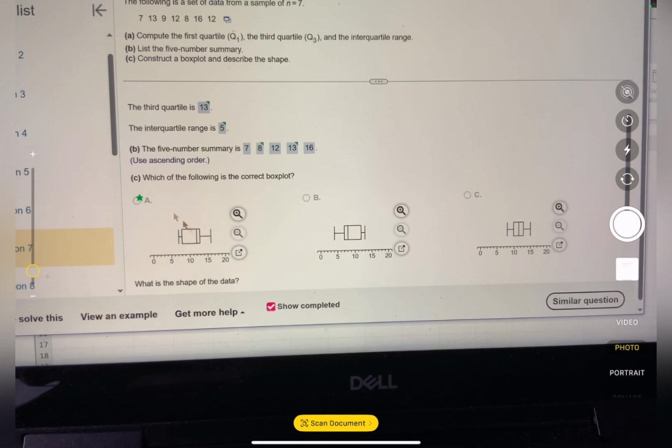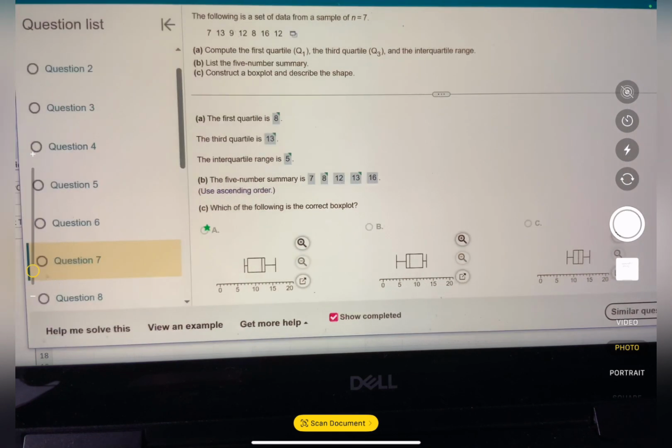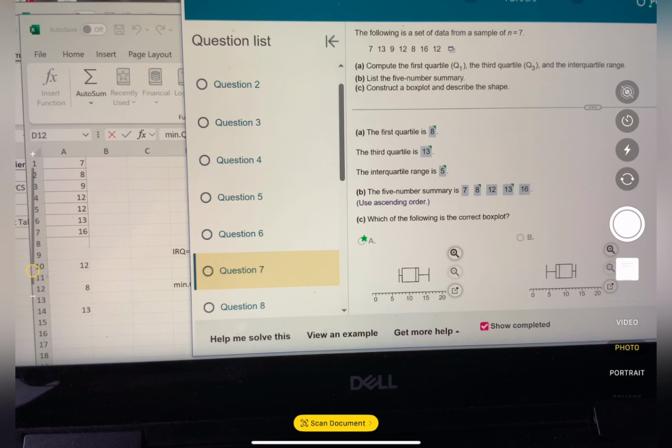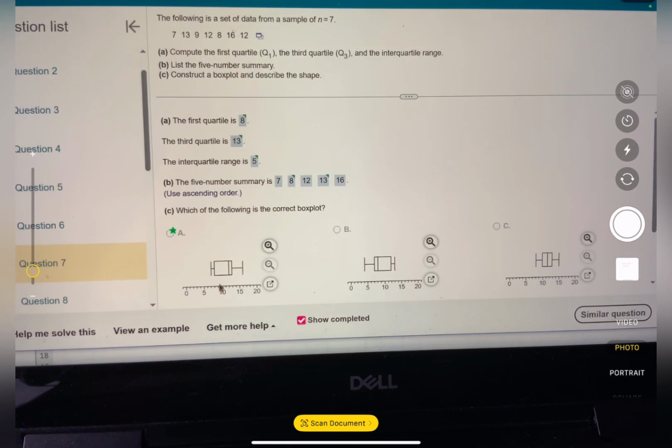How much was our median? That was Q2. First quartile 8, third quartile 13, and the median is 12. Yes. So let's see. This line comes right here, 11, 12. Okay, so it's going to be A.